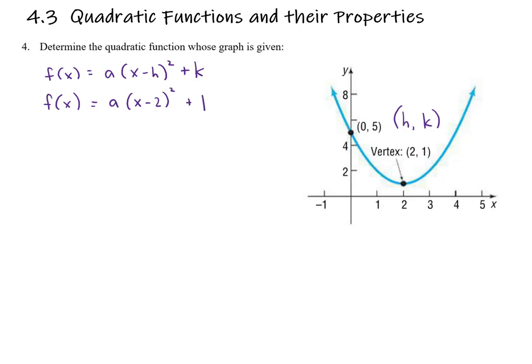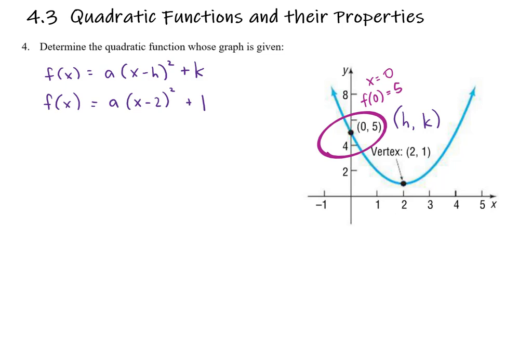We're most of the way there. Now we want to plug in the other value that we know. This y-intercept gives me x equals 0 and f of 0 equals 5. So I'm going to replace the x with 0 and the f of 0 with 5 in my equation.